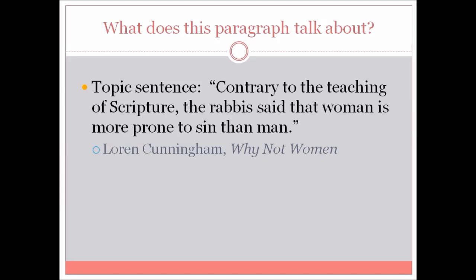Last one. This one comes from a book that talks about women in the clergy, and it's called Why Not Women? So the topic sentence for this paragraph is, contrary to the teaching of Scripture, the rabbis said that woman is more prone to sin than man. Again, pause the video, think about what this paragraph will discuss.